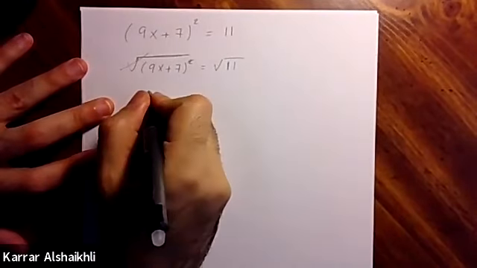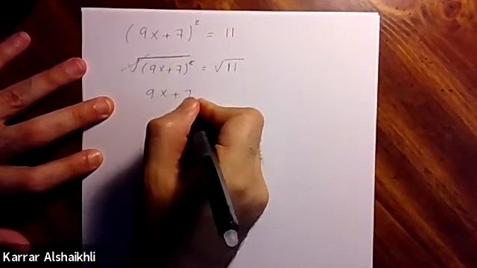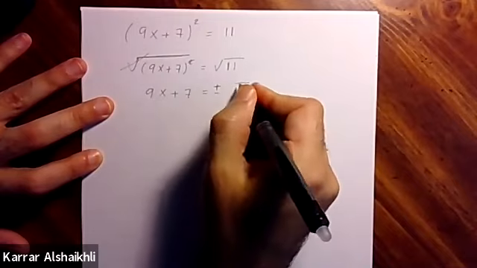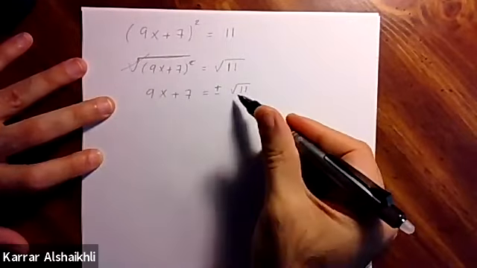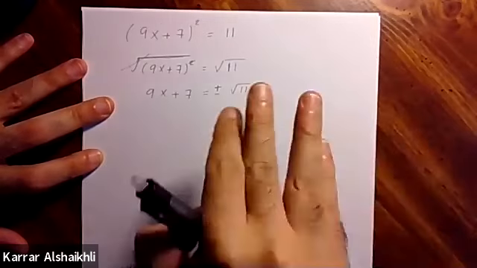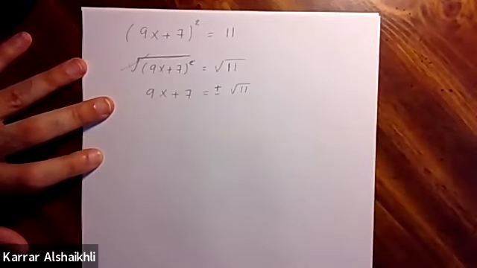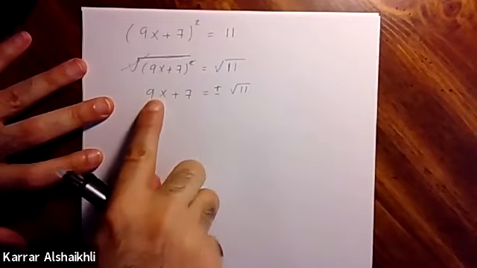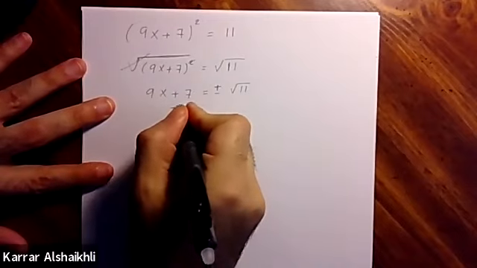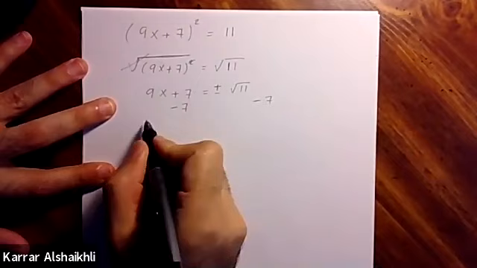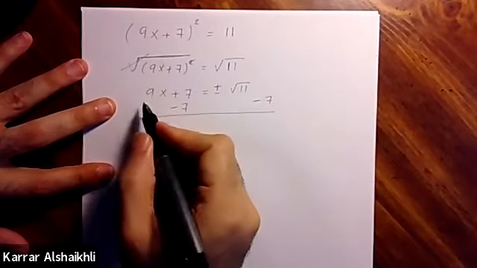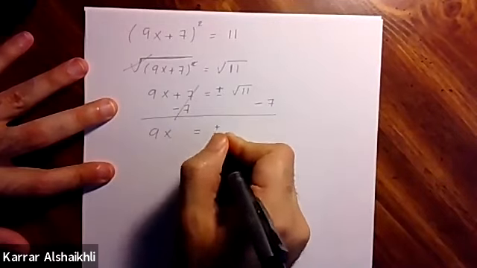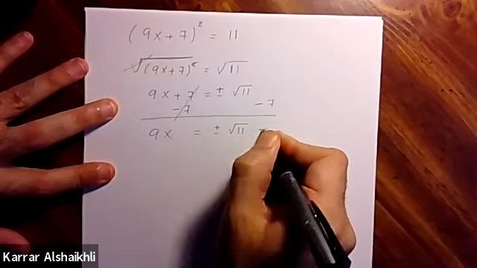The leftover is going to be 9x plus 7 equal, don't forget to put a plus or minus here, the square root of 11. If you check, you can't find the square root of 11, so just keep it like this. Now, I need to do exactly the same thing with the linear by finding the value of x. So I'm going to say minus 7 from both sides. These cancel. The leftover is going to be 9x equal plus or minus square root of 11 minus 7.